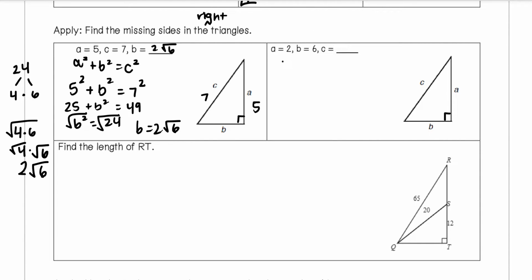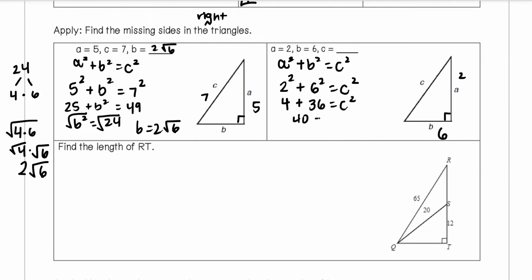In the second question, we have a equals 2, we have b equals 6, and c is unknown. So we're going to use the Pythagorean theorem here for a squared plus b squared equals c squared. A is 2, so we write 2 squared plus our b, which is 6 squared, equals c squared. In this case, we just have to evaluate this. So 2 squared is 4, 6 squared is 36. So c squared will equal 40.